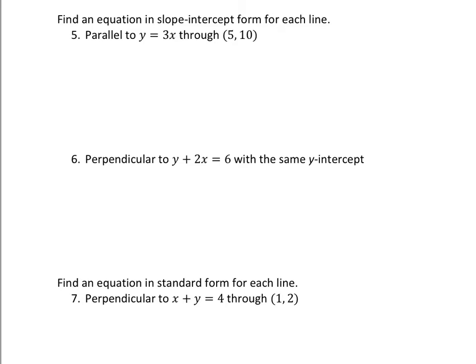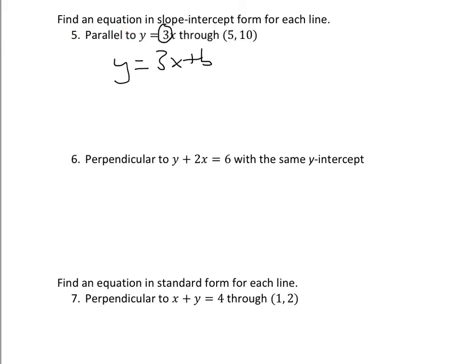We're going to work with slope-intercept form first, so parallel to y equals 3x. Remember, the slope here is 3, so I just need the same slope. But I have a point, so I know that's going to be y equals 3x plus b. I don't know what b is, right? All I know is it's y equals 3x plus b. The parallel thing only gives you the slope. It doesn't tell you the y-intercept at all.